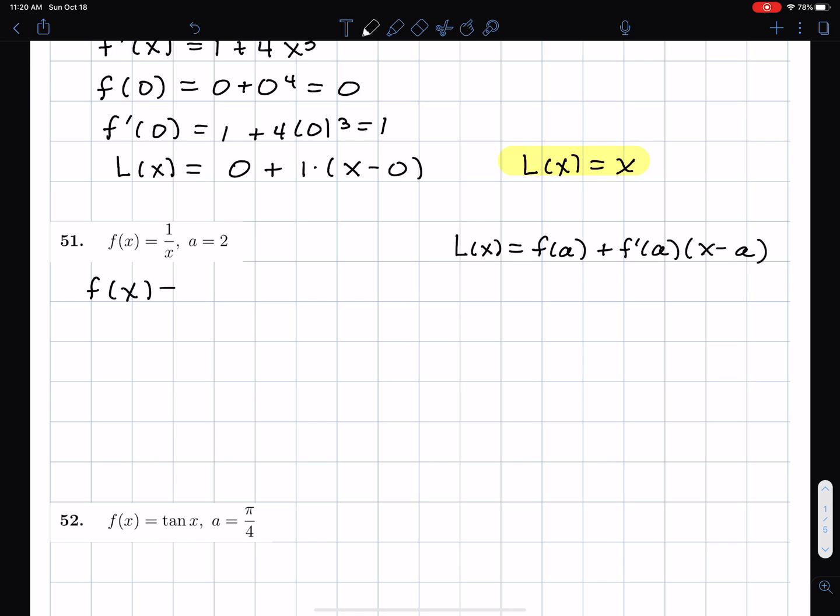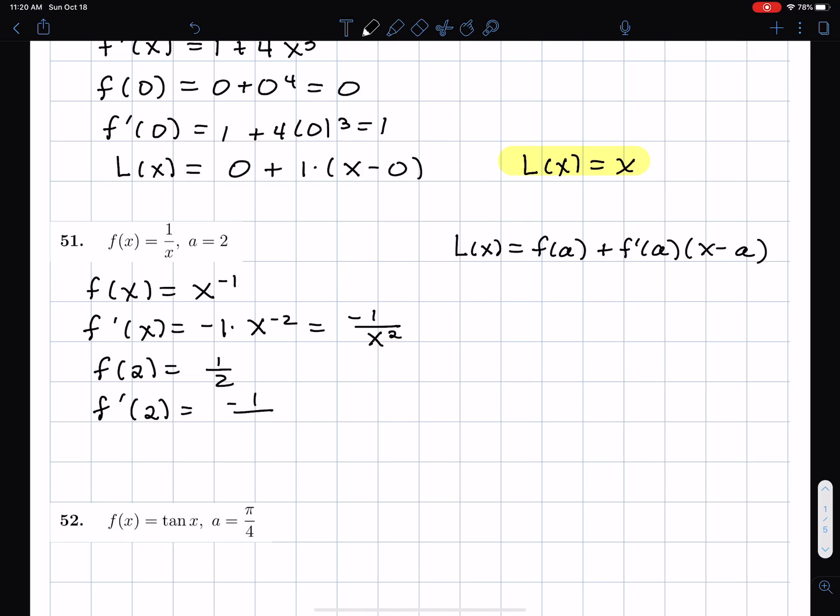Before I find the derivative, I'm going to rewrite this as x to the minus 1 power. A lot of people memorize the formula for this derivative of 1 over x, but at least at first I want to write down all the steps of how we find that derivative. So we need to find the derivative, and then we can plug in 2. f of 2 is 1/2. And f prime of 2 is negative 1 over 2 squared. So that's negative 1/4.